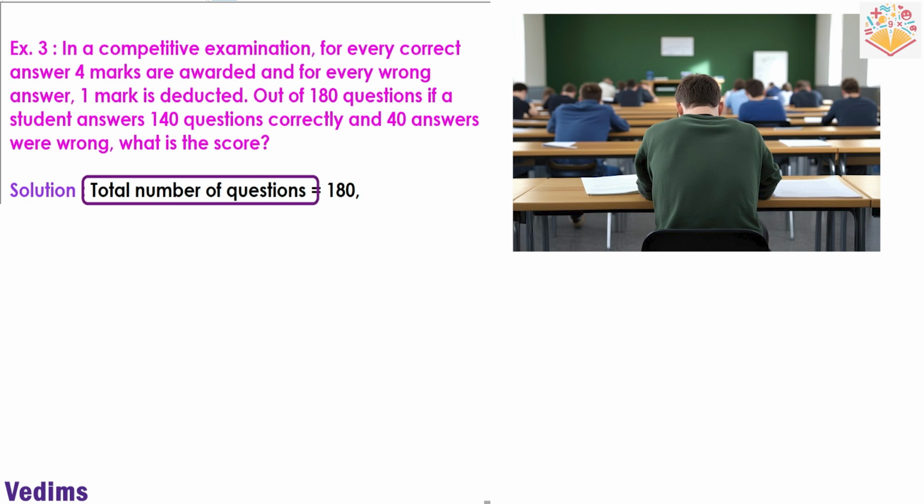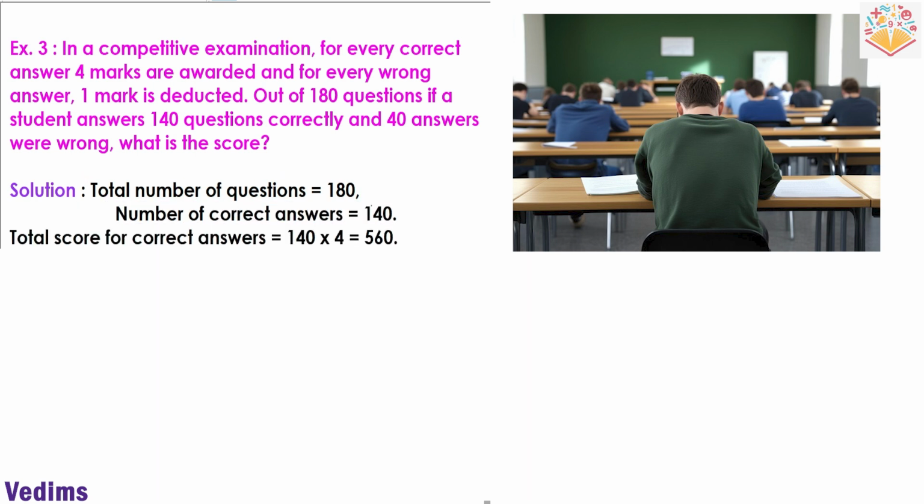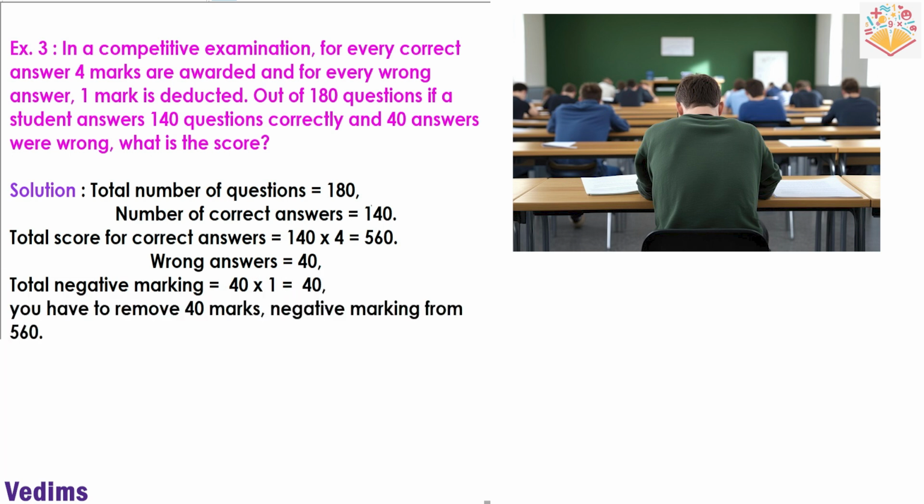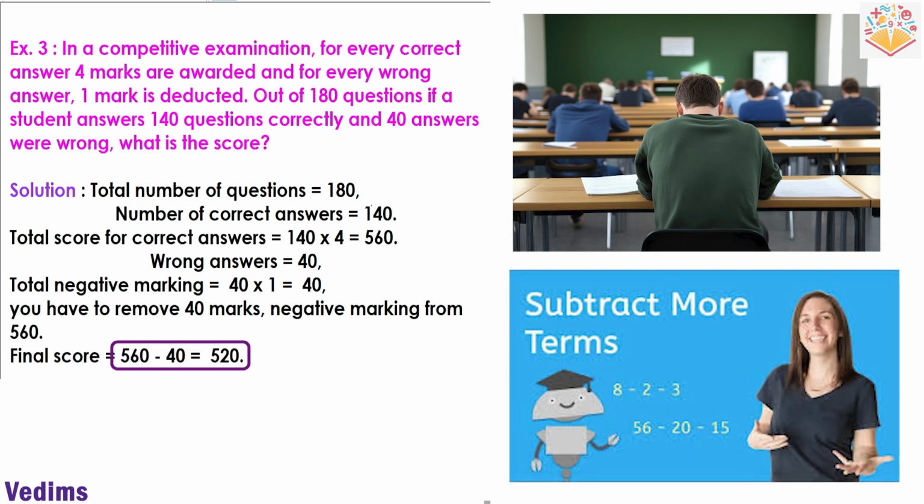Total number of questions is 180. Number of correct answers is 140. Total score for correct answers, as each question carries 4 marks, is 140 into 4. You will get 14, 4 into 14 is 56, put 0, that is 560. Wrong answers are 40. Total negative marking will be 40 into 1 is equal to 40. Now, you have to remove 40 marks of negative marking from 560. Final score will be 560 minus 40 is equal to 520.